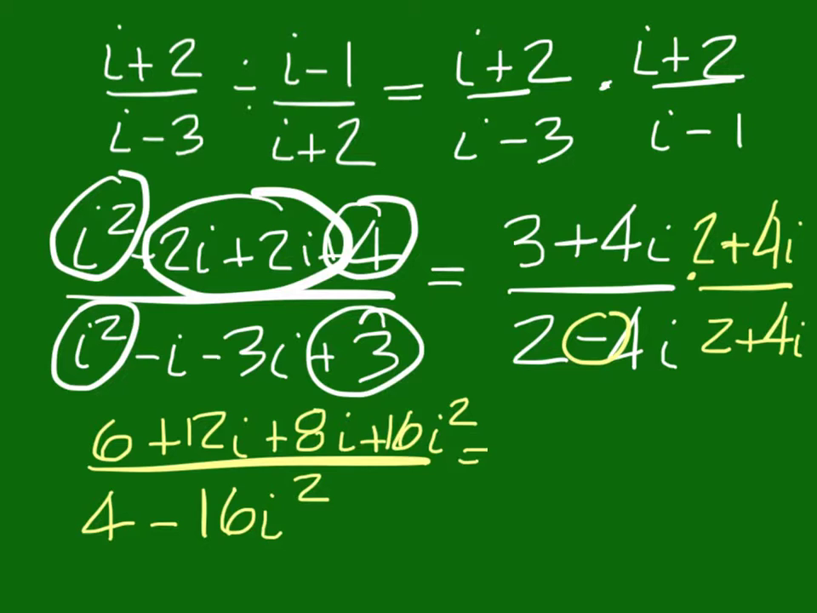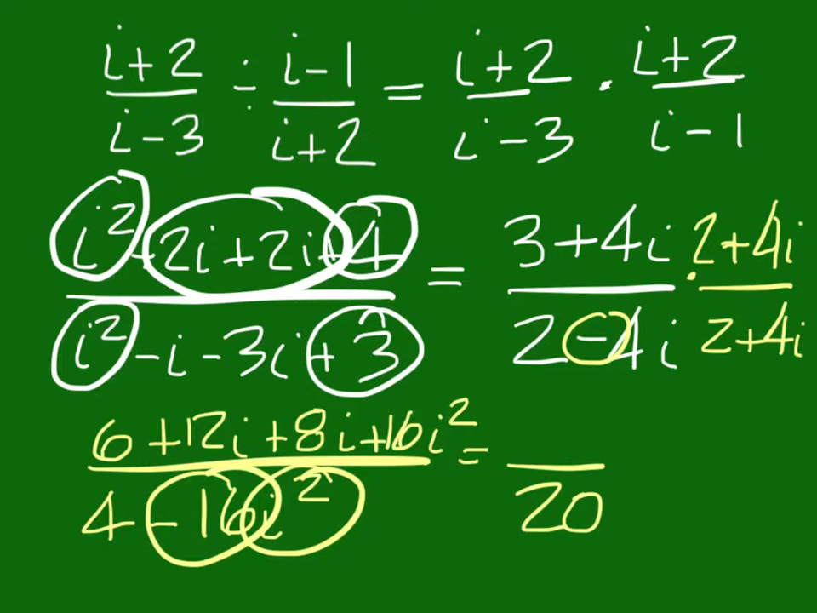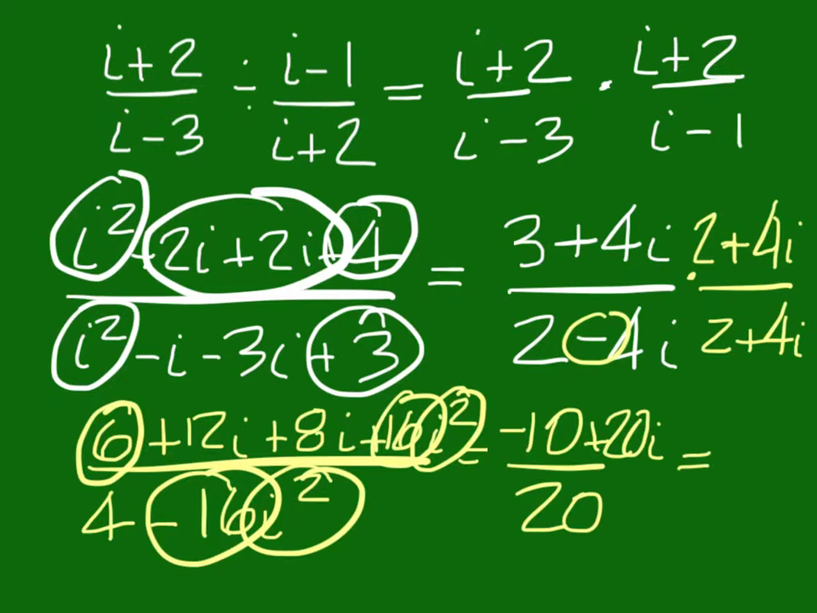Alright, now we have to simplify. On the bottom, you have a negative 1, and with that negative 16 becomes plus 16, so you will have a 20. And then on the top, negative 1 with the 16 is negative 16. 6 minus 16 is a negative 10. And then on the top there you have 20i. What can I take out of all of those terms? 10, so I'm left with negative 1 plus 2i over 2.